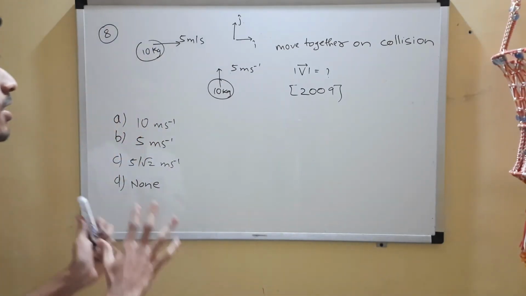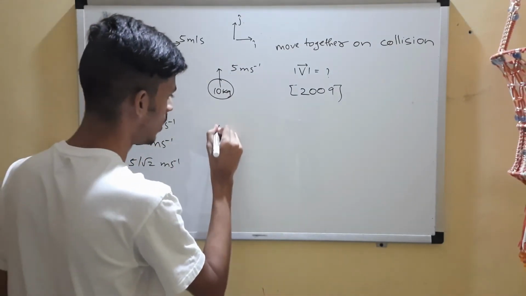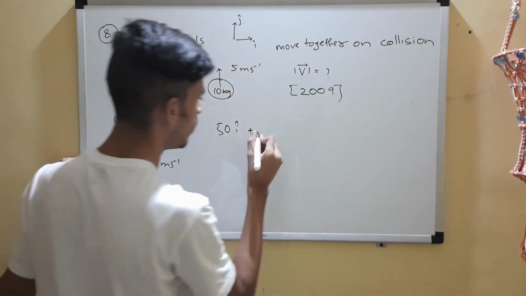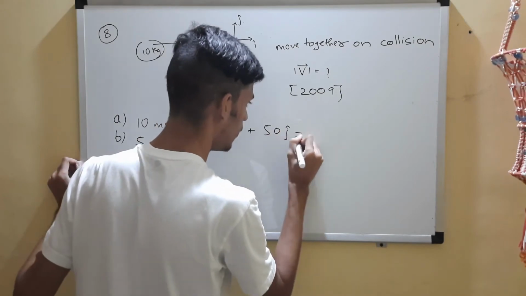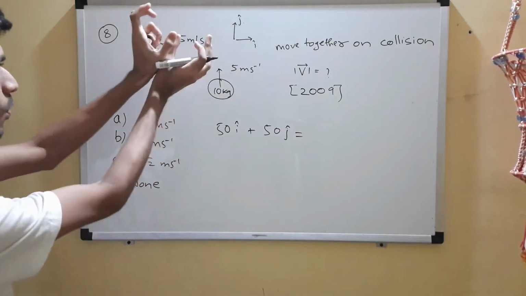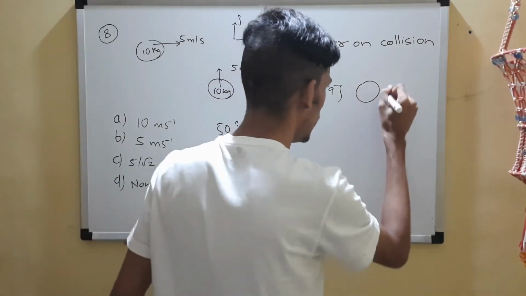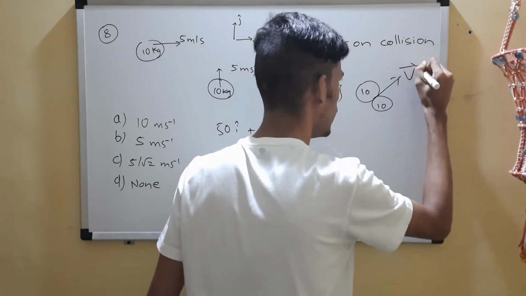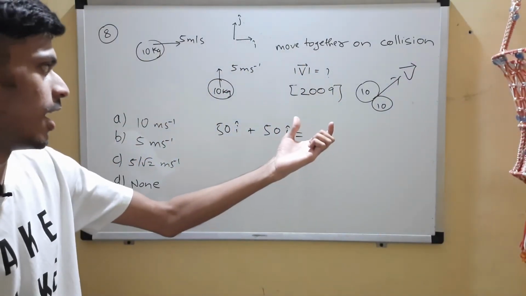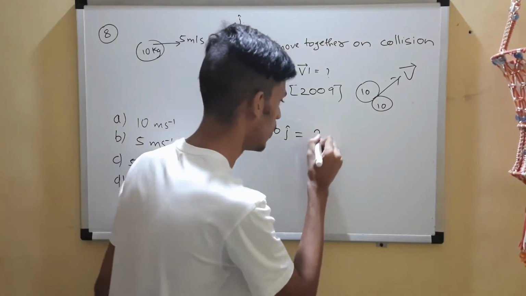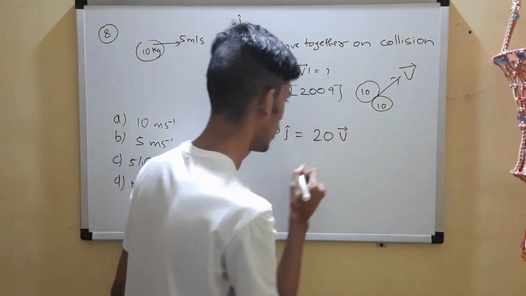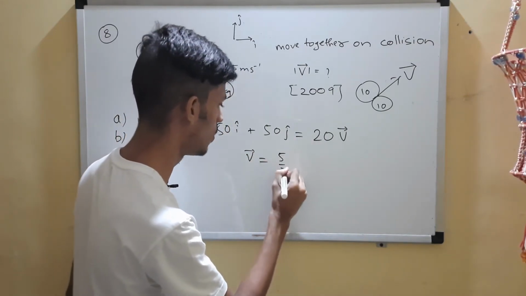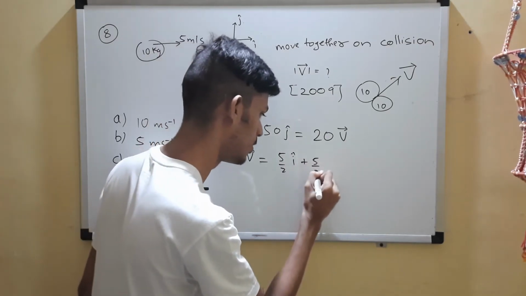So all we have to do is just conserve momentum. Initial momentum 10 into 5 i cap plus 10 into 5 j cap will be equal to the final momentum. Now these two will move together as a system. The final diagram will be somewhat like this: 10 kg, 10 kg, moving together with velocity v bar. The final momentum will be 20 into v bar. So we have to find that v bar and find its magnitude. It will be 5 by 2 i cap plus 5 by 2 j cap.